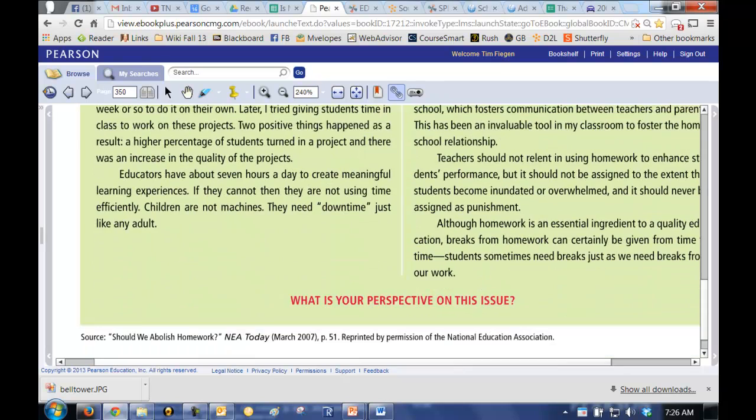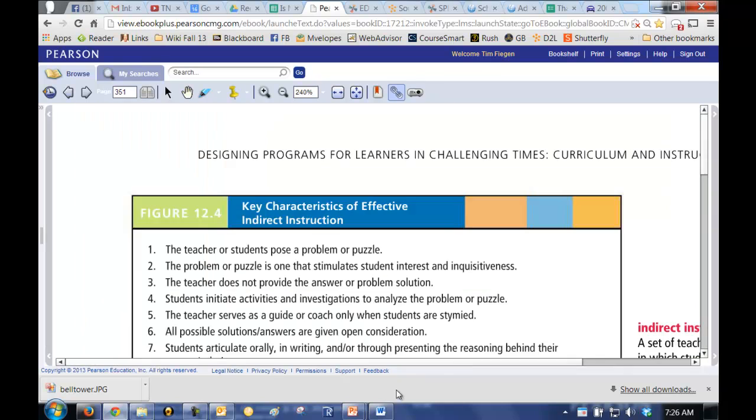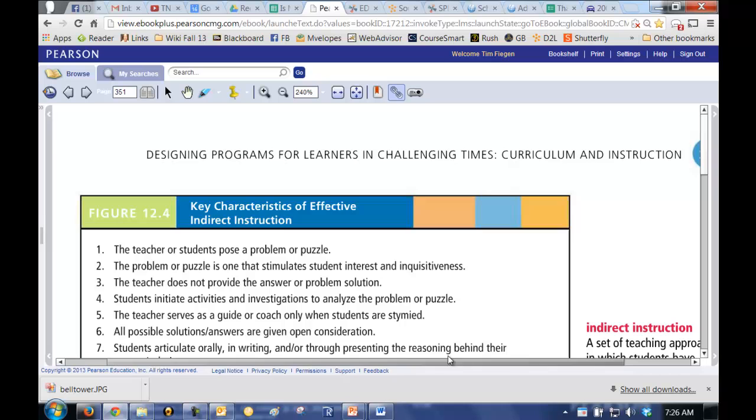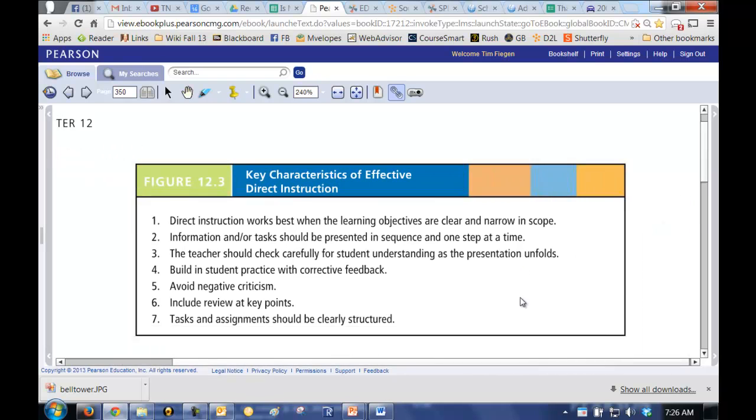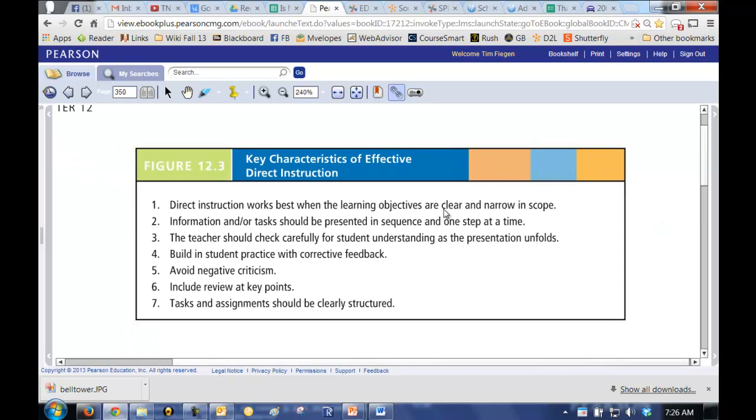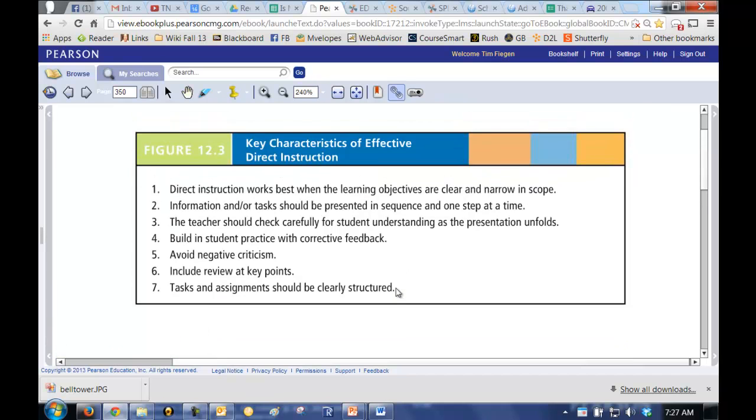So now let's look at these indirect things. I want to just flip back and show you a little bit about this right here, the direct instruction. It should, when learning objectives are clear and narrow, be presented in a sequence, one step at a time, check carefully for understanding, provide practice and corrective feedback, avoid negative criticism, and review key points. This is the one where I would say the teacher does all the work.